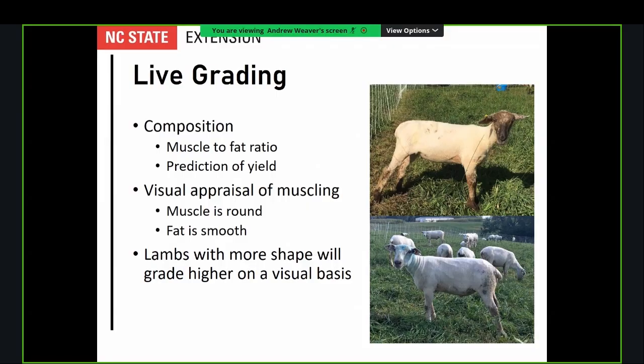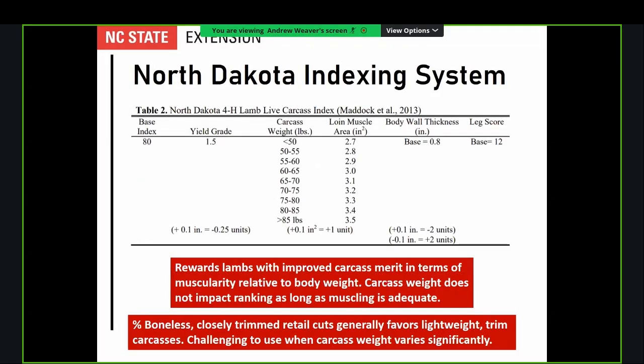So that's a little bit of an overview of the grading system, both from a yield standpoint and a quality standpoint. I have a few slides here that we'll move into, discussing more specifically the carcass contest and how the ranking was done. So I used the North Dakota indexing system, and there are some pros and cons with how lamb carcasses are evaluated and ranked in these carcass contests.